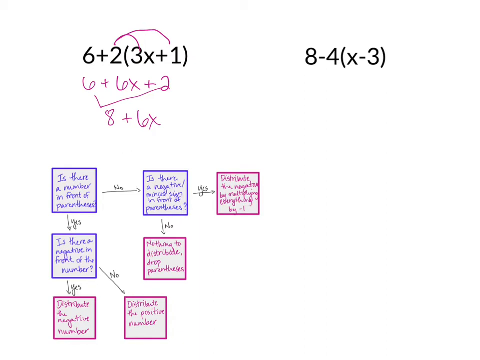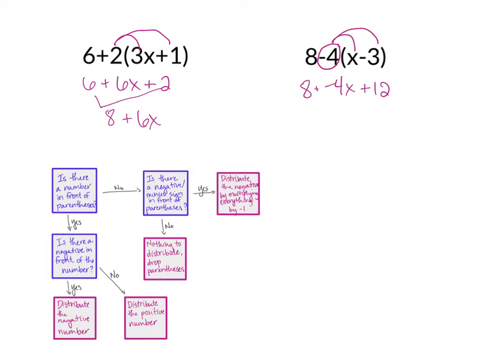Now if we look at the next one, let's go back to the flow chart. Is there a number in front of the parentheses? Yes, there is. Is there a negative in front of the number? Yes, there is. So we're going to distribute the negative number. So we're going to take this negative 4 and distribute it to x minus 3. So negative 4x, negative 4 times, remember that's a negative 3, so that's going to be positive 12. And then we're going to drop down the 8.